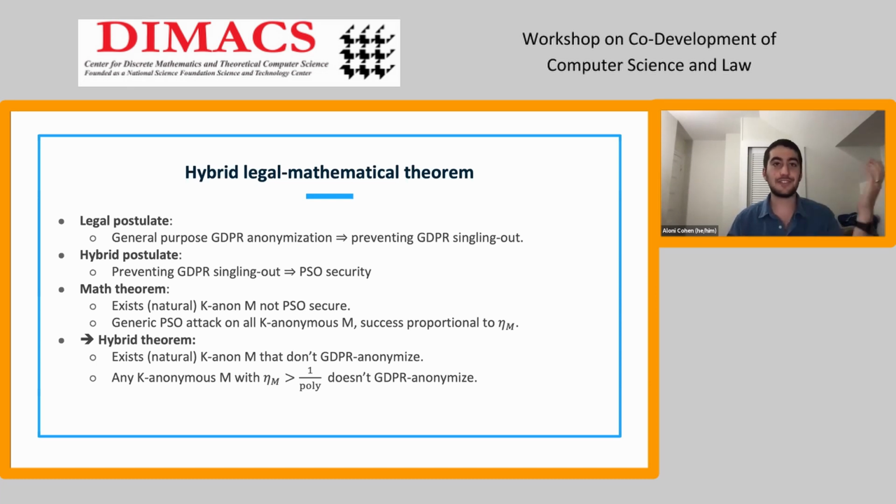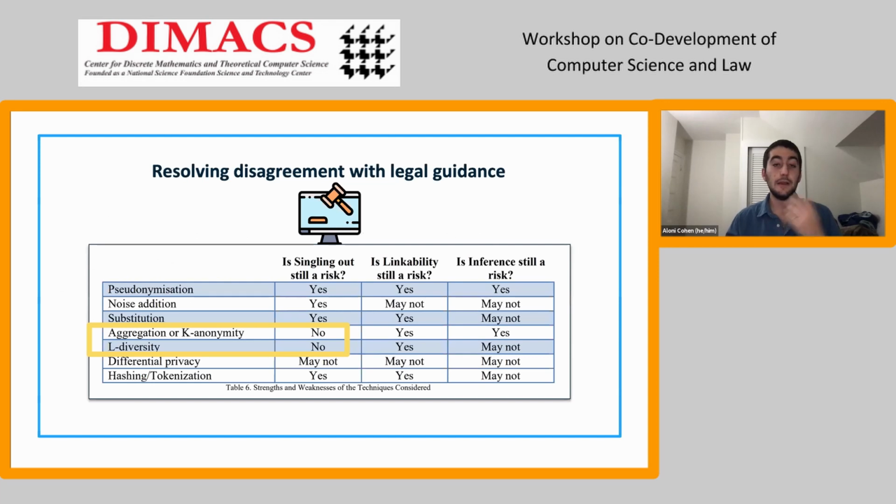So maybe you disagree and you think we got it all wrong and we're full of it, and the security notion is wrong. But in any case, this is the type of argument that we're going for. But we still have to deal with the fact that we have this disagreement with the prevailing legal guidance. I said that the prevailing legal guidance says that k-anonymity prevents singling out. So what do we do about it? How do we square it?